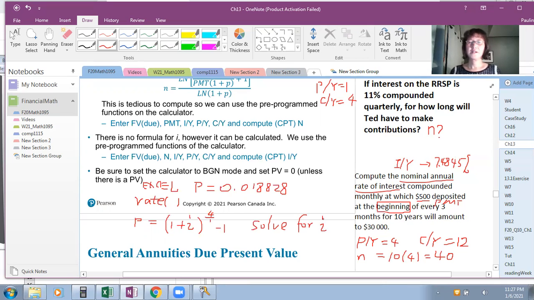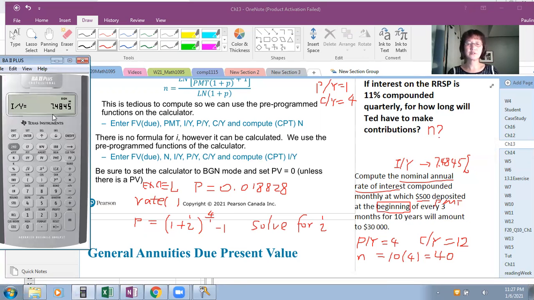Okay, so in this example, using a calculator is much easier. If you use Excel, you have to do a little bit of work, and there is no formula for interest rate calculation.